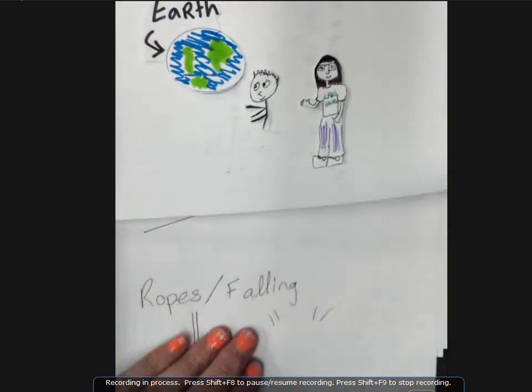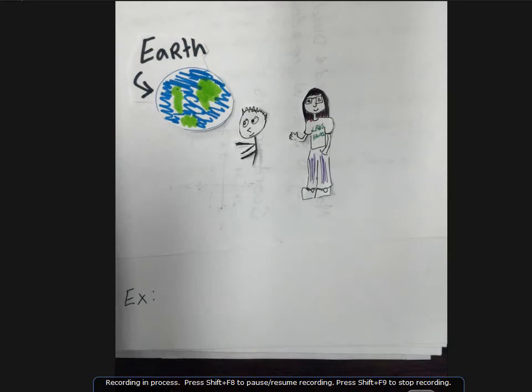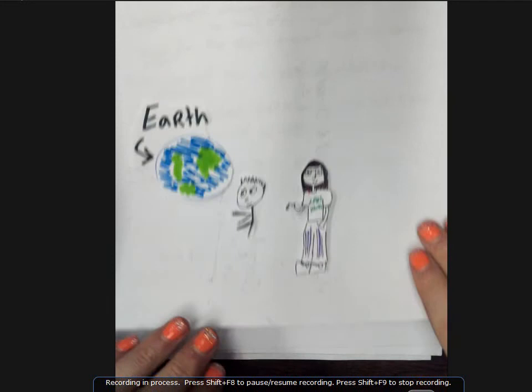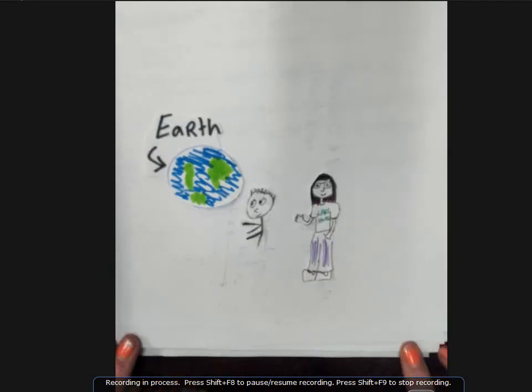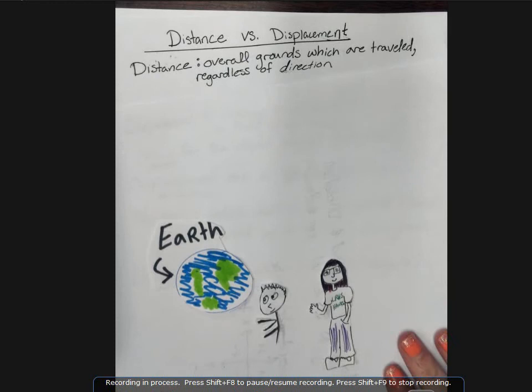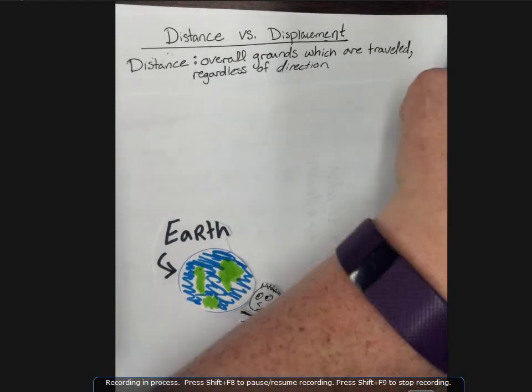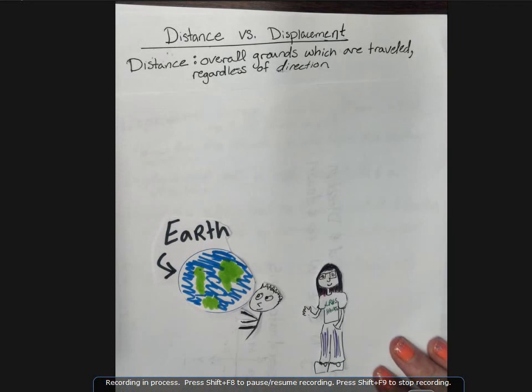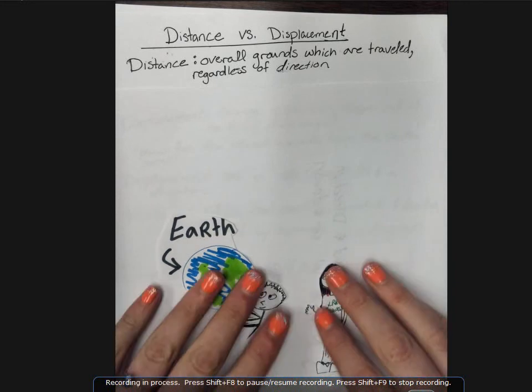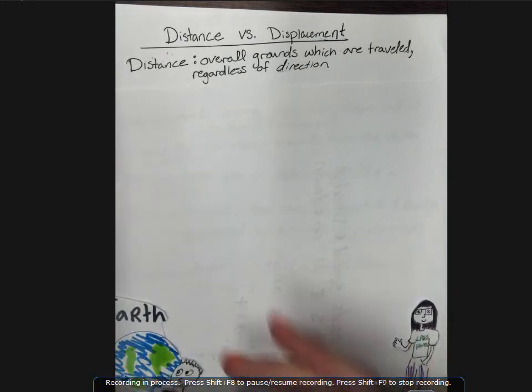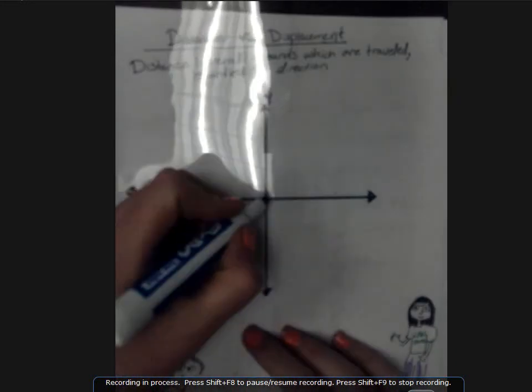So we can consider how we can use this coordinate axis to determine distance versus displacement. In distance, distance is easy. Distance is just the overall ground that was traveled regardless of direction. So take, for instance, our coordinate axis system. We're going to give it some units. We're going to say that that's the 0 mark.